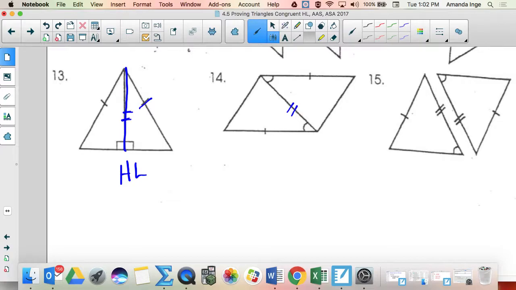So what do you have here, Dan? Side, angle, side. Side and side. Well, your choices are side, side, side, hypotenuse leg, angle, angle, side, side, angle, side, and angle, side, angle. Side, side, angle. Is that one of them? No.